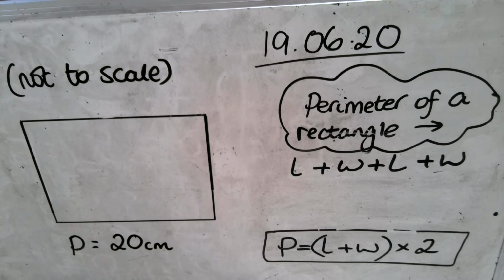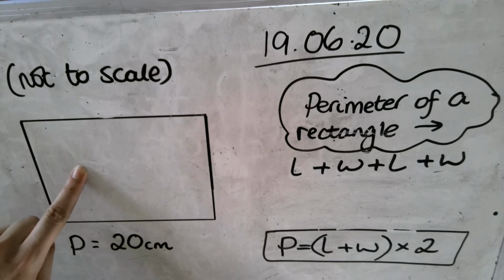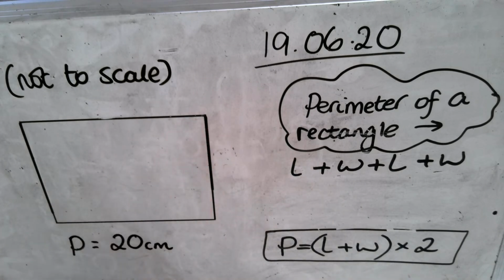Okay, so for the next part of our learning, I am going to give you the perimeter of this rectangle, and this time I'm going to ask you to tell me what the lengths could be. So we're doing it in reverse. Normally I give you the length of the shape and you have to tell me the perimeter, but like I said before, now we're getting towards the end of year 5, going into year 6, we need to make it a little bit more tricky.